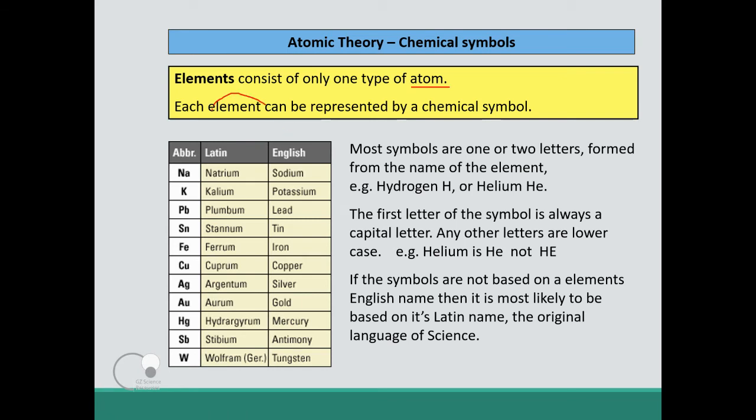Each element can be represented by a chemical symbol. So you would have come across these before. We've got ones like sodium that's named after its Latin name, and all of these ones are named after their Latin names. We've got hydrogen, which is H, and helium, which has two letters. Always the first letter is a capital letter and the second letter is a lowercase. Some of them are named after their Latin names, like iron is named after ferrum, so it's Fe. Silver is Ag because it's named after its Latin name, and so on. So that's a list of ones that are named after their Latin names.